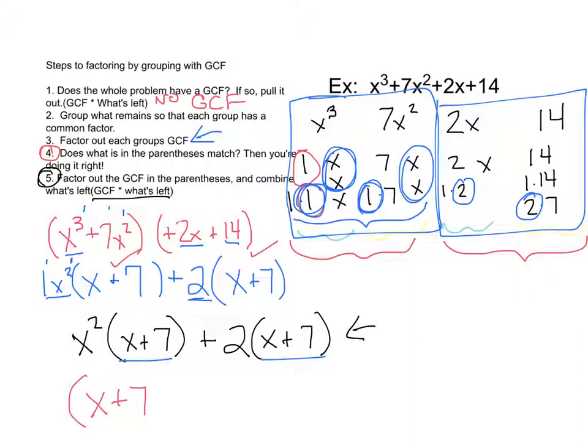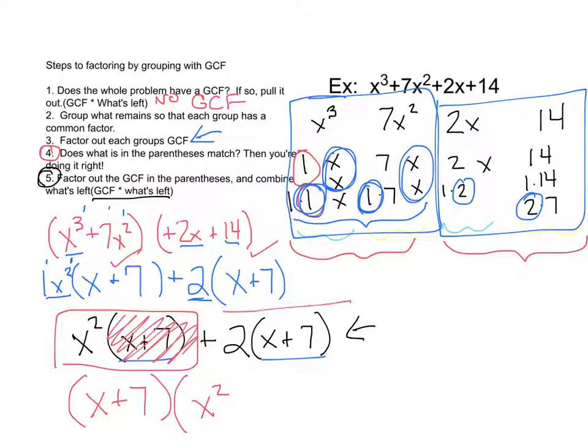X plus 7, our GCF, will be multiplied by what's left. If we divide x squared times (x plus 7) by x plus 7, this goes away, and we're left with x squared. The same thing happens on the right. 2 times (x plus 7) divided by x plus 7, our greatest common factor, will cause this x plus 7 to disappear and become 1, and we're left with a positive 2. So in this case, our final answer is (x plus 7) times (x squared plus 2).